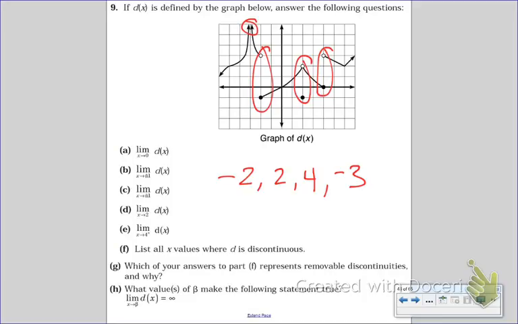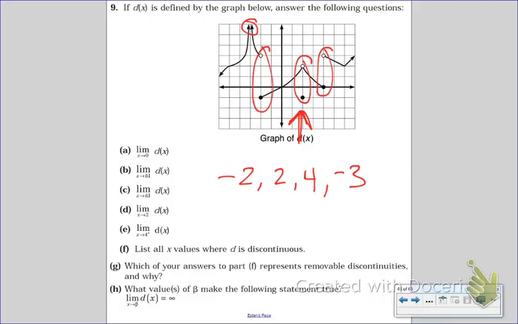Which of these does the limit exist at? There's only one of these that the limit exists at. 2. The limit exists here because that's a removable discontinuity. If it's a removable discontinuity, the limit still exists because from both sides it's still going to the same number even though it doesn't equal the number at that place. Which of your answers to part F represents removable discontinuities? We just talked about that.